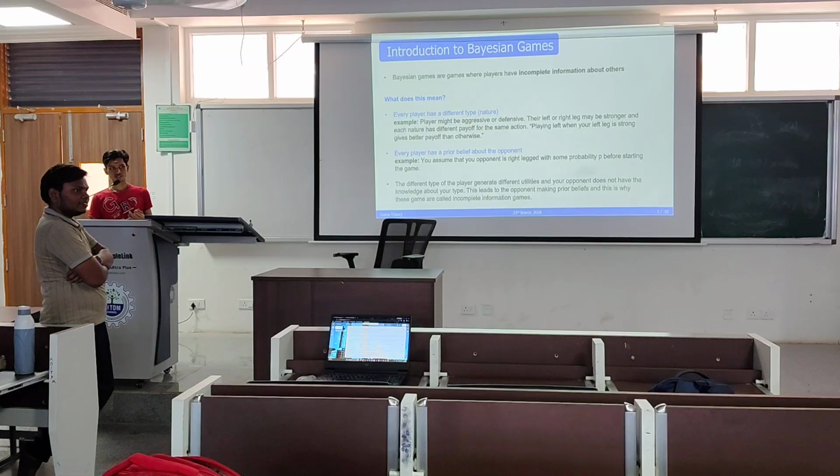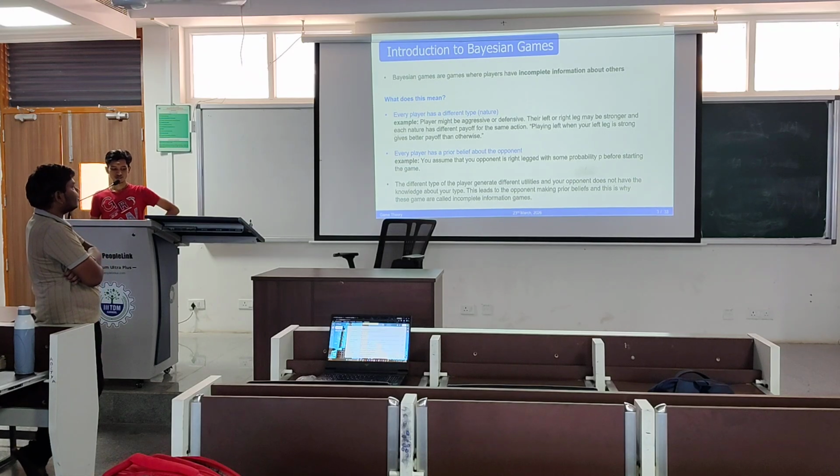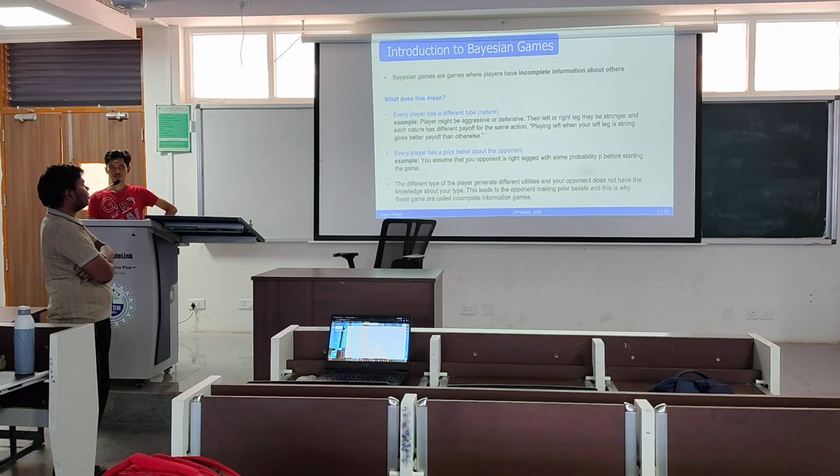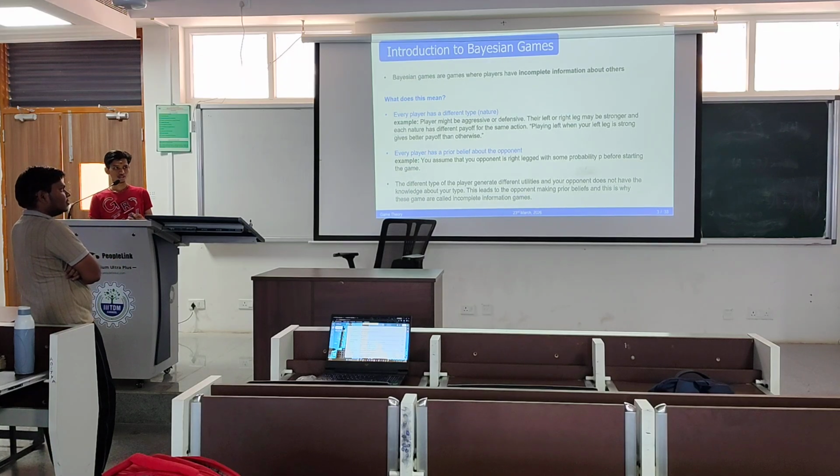player 2 doesn't know which he will be choosing, it's about nature. So every player has a different type. An example is that a player might be aggressive or defensive, or we can take multiple strategies, like if he is playing the prisoner's dilemma or another strategy. And next, every player has a belief about the opponent.